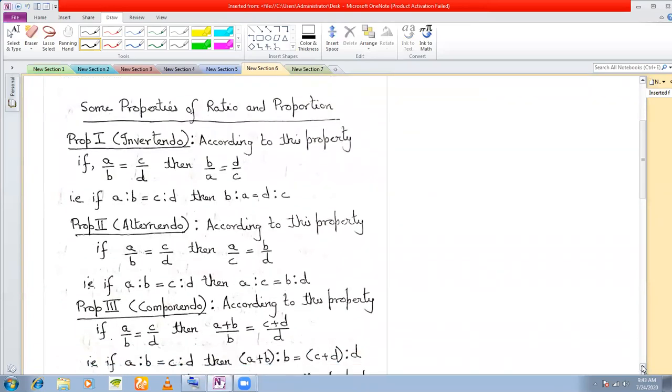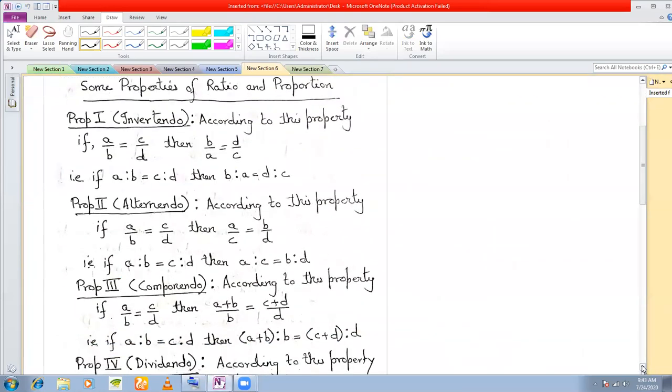Okay, properties of proportion. The first property here is called invertendo. That is, I have a proportion a by b is equal to c by d, or a is to b is equal to c is to d, whichever way you prefer to write it. The best way is to write it in a fractional form. It's easier for calculations and to understand also.